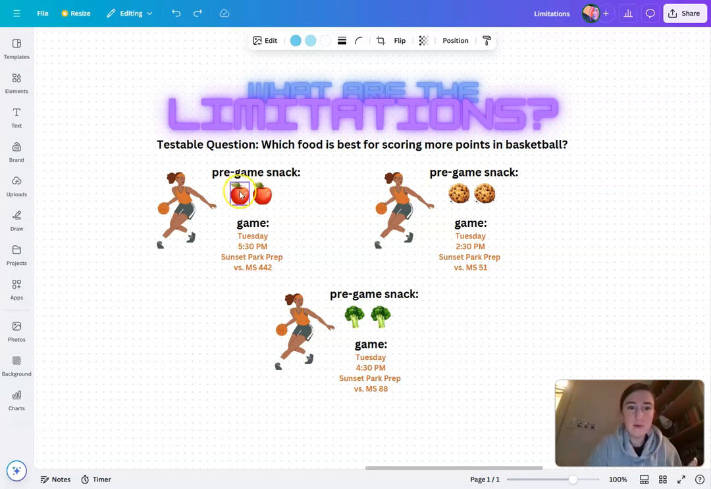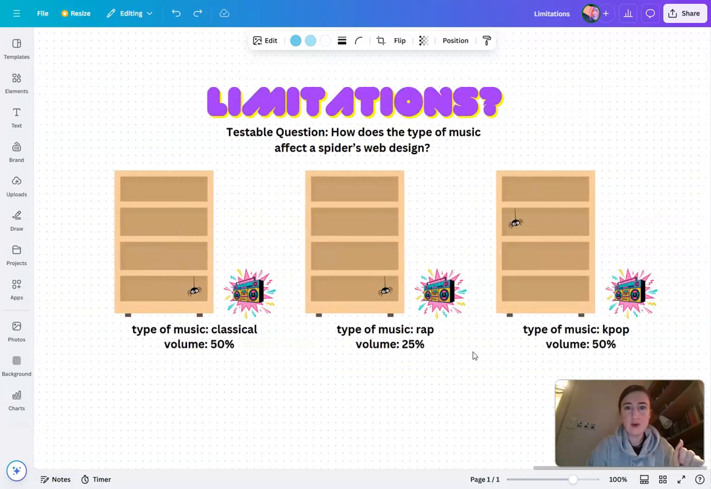We don't know if it was the apples. We want to see if it was the apples, not the other team being bad at defense. That's a limitation. We want to make sure that we are limiting what can go wrong. We want to make sure that it's the pregame snack that's making her good at basketball and not anything else. All right, so that's a big limitation. Did I have any more? Yes. What are these limitations? You can read for yourself.